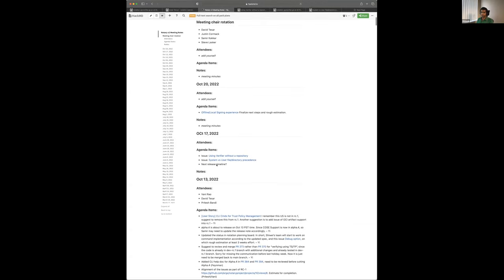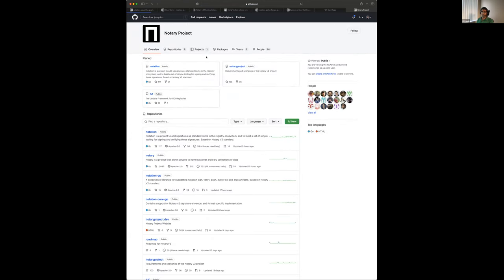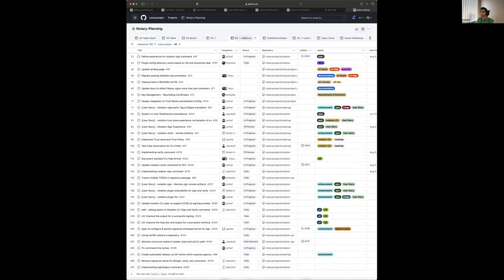Okay, yeah. Why do you want to talk about this? Yeah, this is the one. Pritesh, if you can go to the RC1 not done tab in the planning. I think this is where we wanted to make sure that we have this. So this is where we have all the open tasks for RC1. We have around 44 issues here.